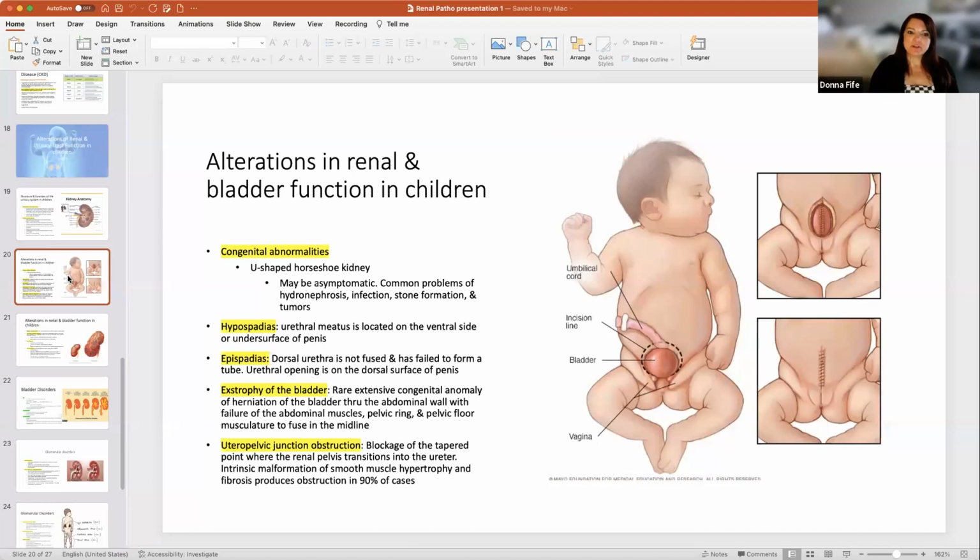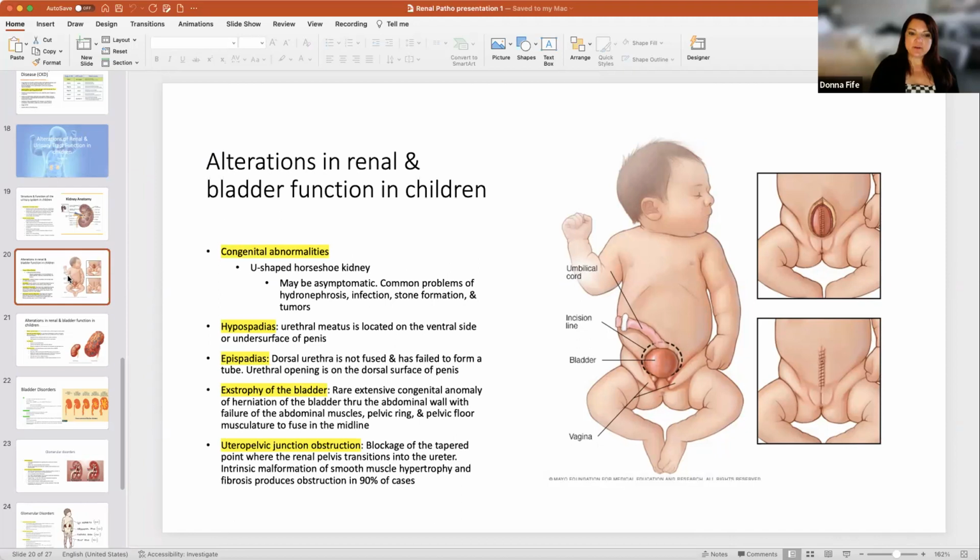Alterations in renal and bladder function in children, some congenital abnormalities that can occur. Baby may have a U-shaped horseshoe kidney. They may be asymptomatic with this. The common problems seen are hydronephrosis, infection, stone formation, and tumors. Hypospadias, where the urethral meatus is located on the ventral side or the undersurface of the penis. Epispadias is where the dorsal urethra is not fused and has failed to form a tube. The urethral opening is on the dorsal surface of the penis.